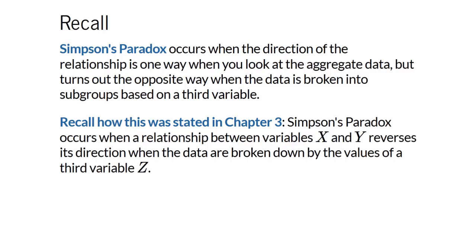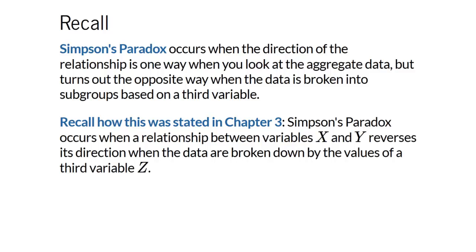We saw Simpson's paradox back in Chapter 3. It occurs when the direction of the relationship is one way when you look at the aggregate data, but turns out the opposite way when the data is broken into subgroups based on some third lurking variable. This is what we saw in the prior example. We had a negative association between height and GPA when we looked at the data on the whole. However, when we broke it down by subgroup, for the guys subgroup, we had a positive association between height and GPA. For the girls subgroup, we also had a positive association between height and GPA.